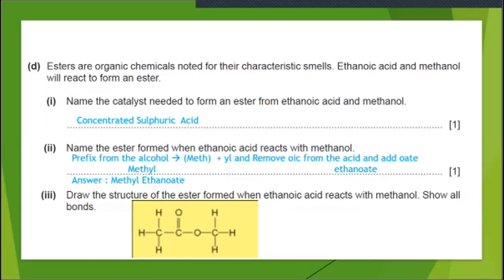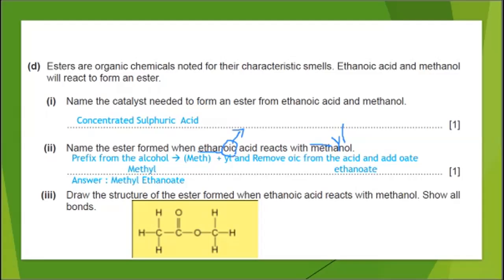All right, so what we do, we take the prefix of the alcohol, which is meth, and we add YL to it. So it becomes methyl. Then we take the prefix of the acid, eth, we remove OIC, and we add OATE to it. So we end up with methyl, and instead of ethanoic, it becomes ethanoate. So the answer would be methyl ethanoate, right?